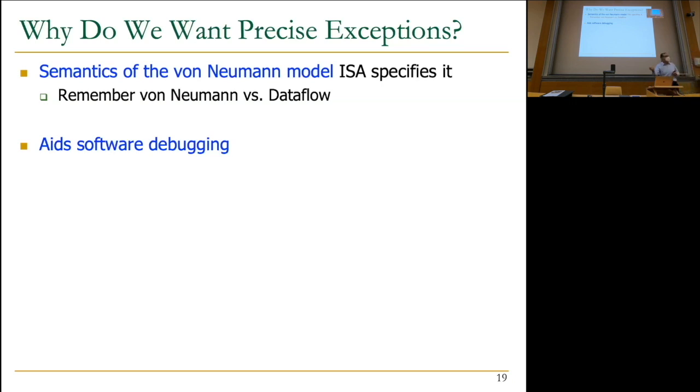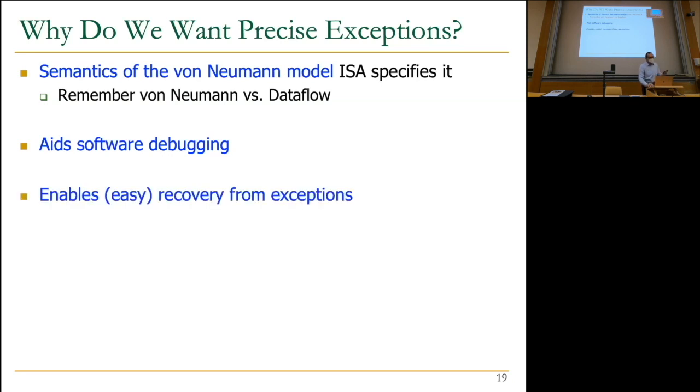That's why the von Neumann model is very helpful in debugging, whereas data flow is not helpful, because data flow by nature says, okay, I'm not going to tell you what happened. There's no way you can look at a machine and tell exactly what happened easily. So it aids software debugging. It enables easy recovery from exceptions.